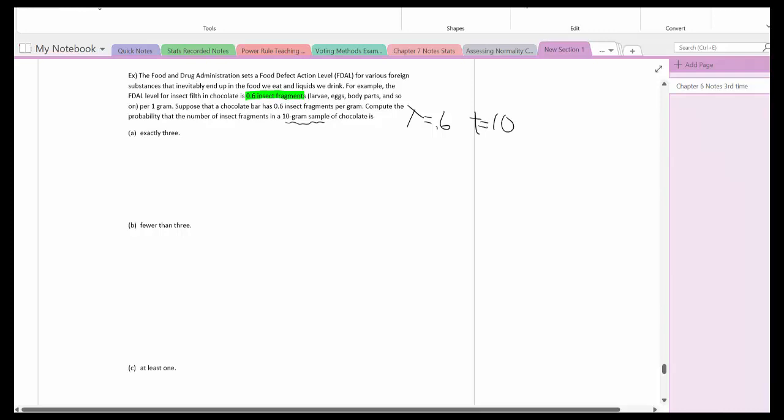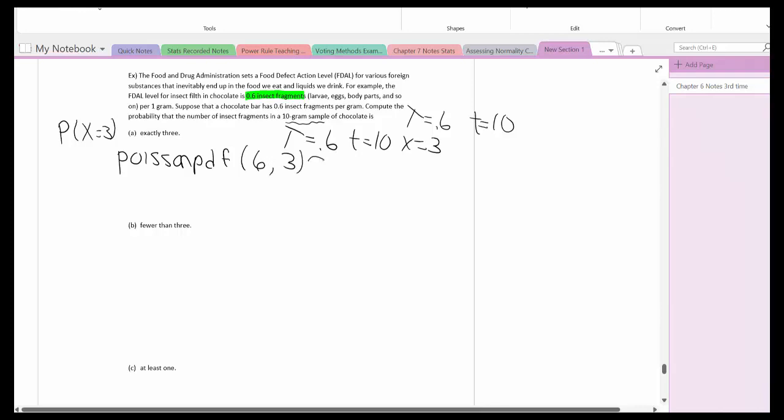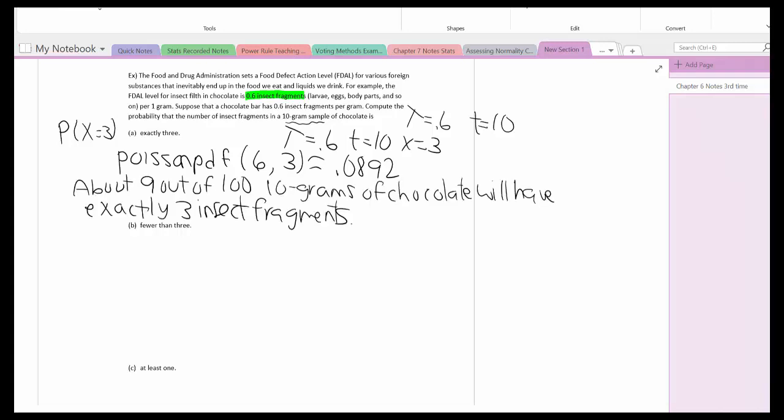So exactly 3. So here, that's the probability of x is equal to 3. So this will be a Poisson PDF. So lambda is 0.6, t is 10, x is 3. So lambda times t, that's 0.6 times 10, that's 6, comma 3. Putting that into the calculator, we get this. So now I'm going to write out the interpretation in the context of this problem. So about 9 out of 100 grams of chocolate will have exactly 3 insect fragments.